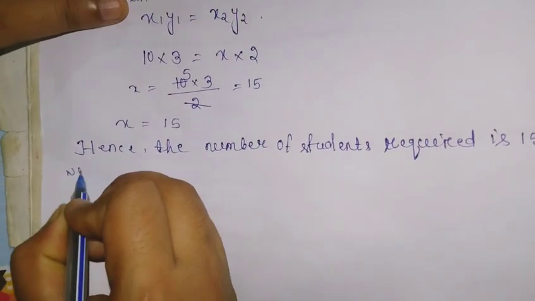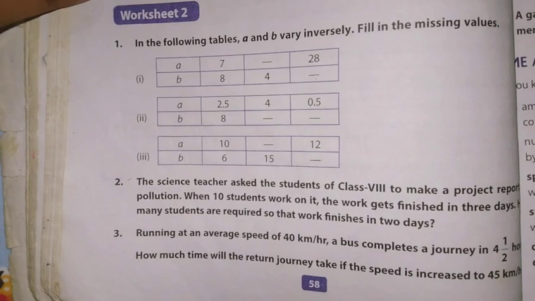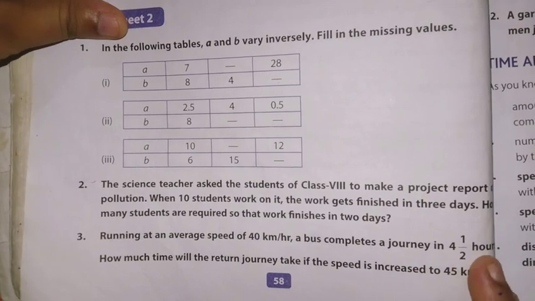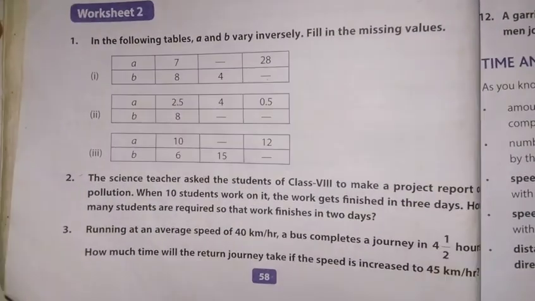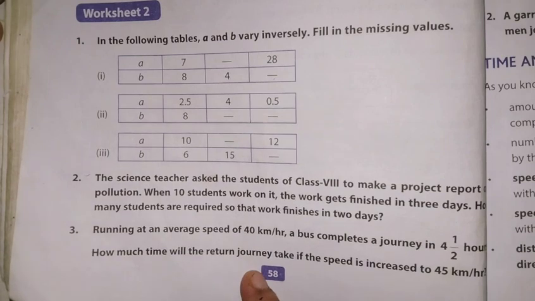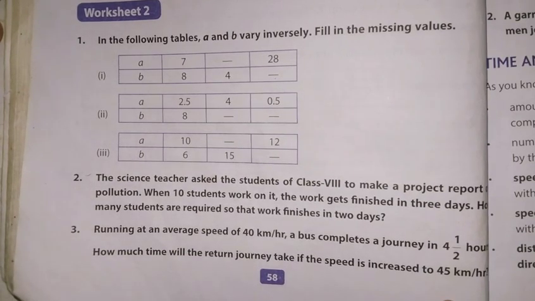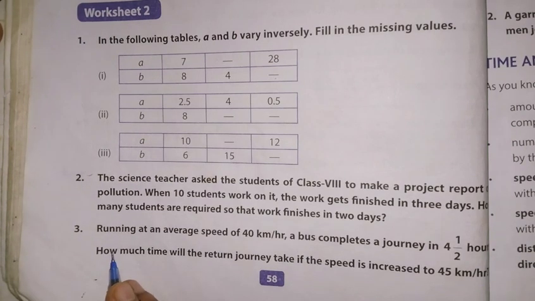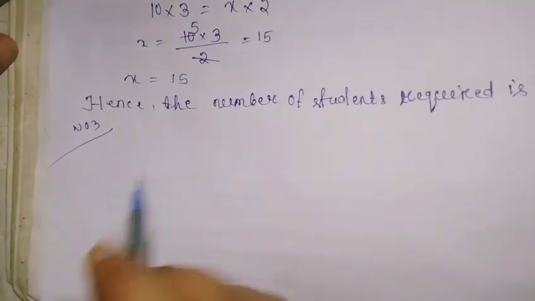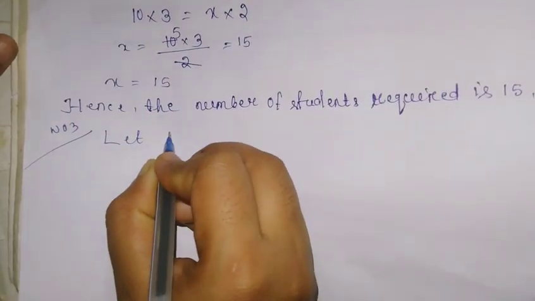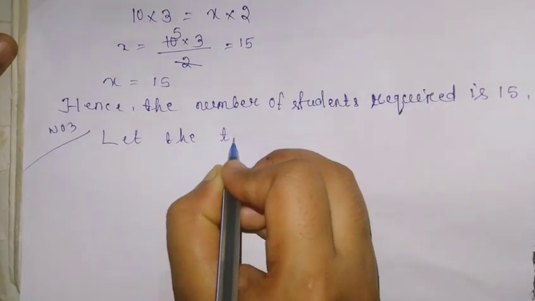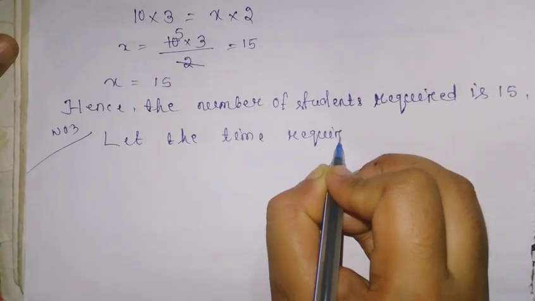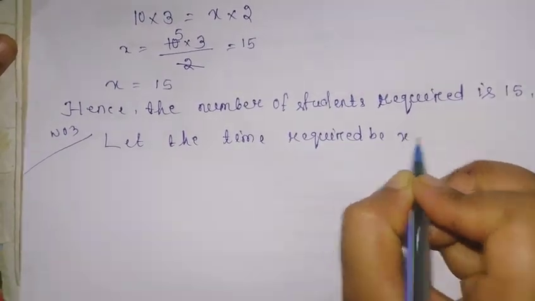Now we solve question number 3. Running at an average speed of 40 km per hour, a bus completes a journey in 4 and 1 by 2 hours. How much time will the return journey take if the speed is increased to 45 km per hour? First, let the time required be x hours.